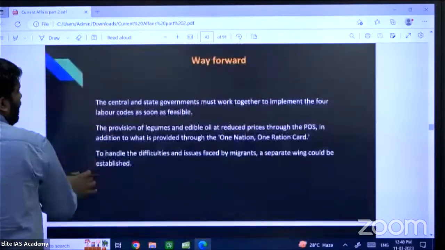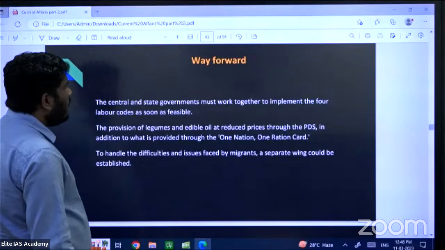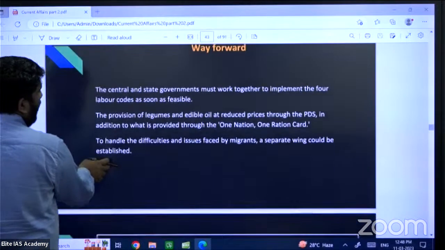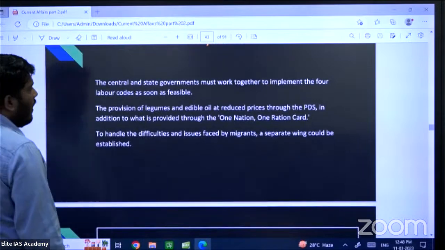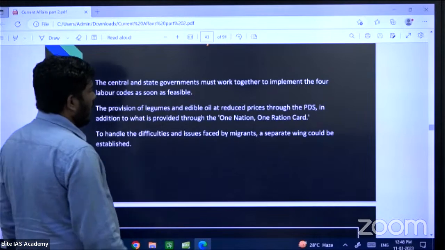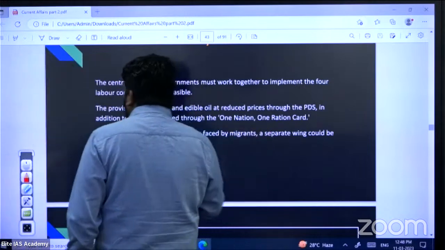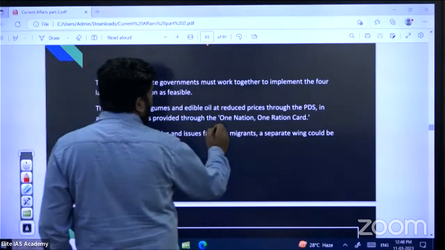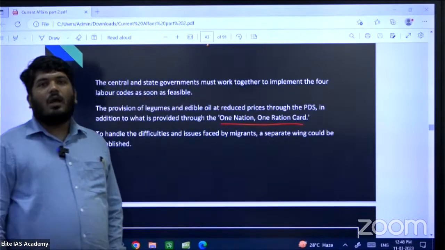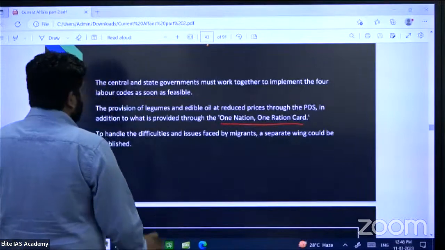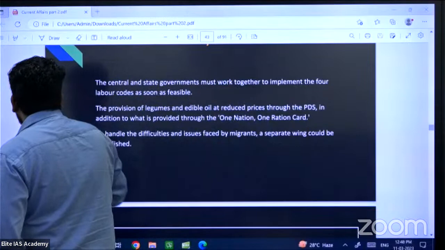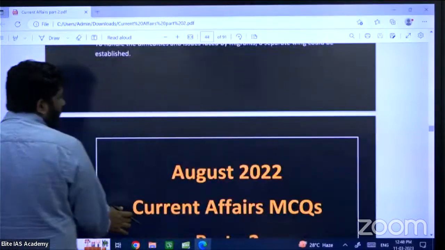Okay. So the central and state governments must work together to implement the four labor codes as soon as feasible. The provision of pulses and edible oils at reduced prices through the periods, in addition to what is provided through One Nation One Card, also needs to be done. Although the government is experimenting with One Nation One Card, so that if a laborer is living in any place, they can get ration and everything. So this was the important news of the previous week, that is from 1st March to 7th March.